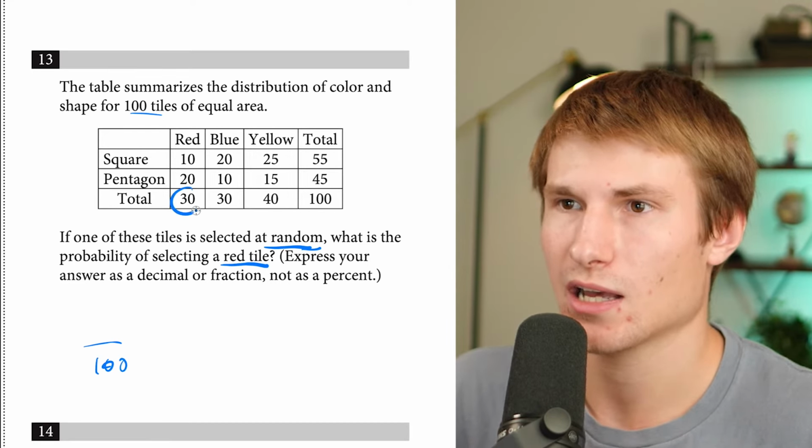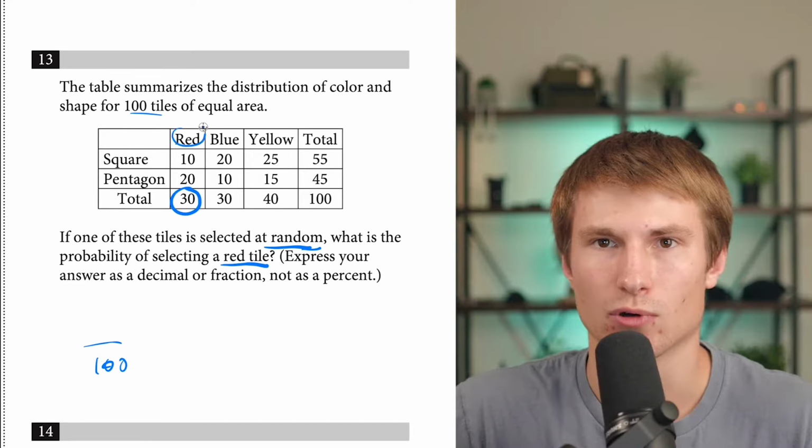Probability of selecting a red tile, the total for red is 30, so that'll be 30 over 100. That'll equal 0.3. We need to answer as a decimal or a fraction. We'll do a decimal in this case of 0.3.